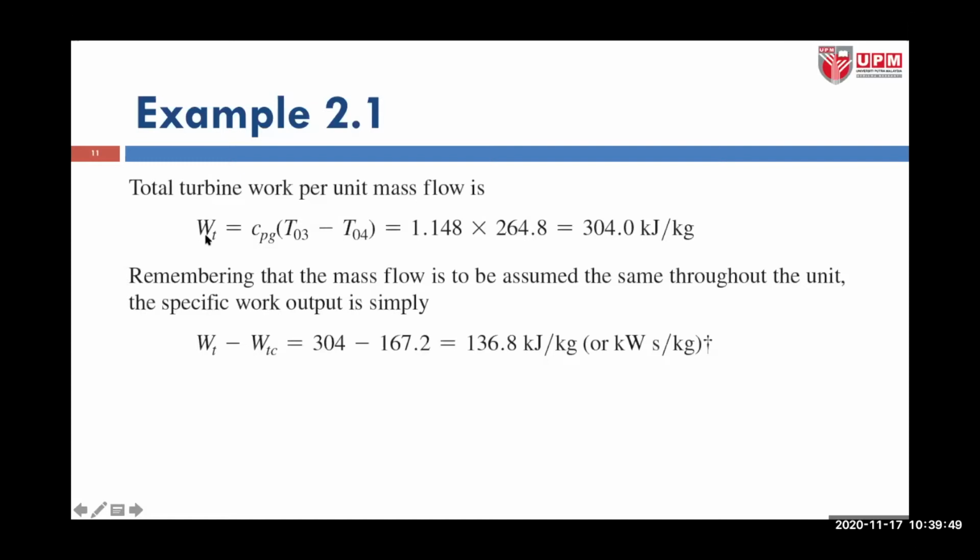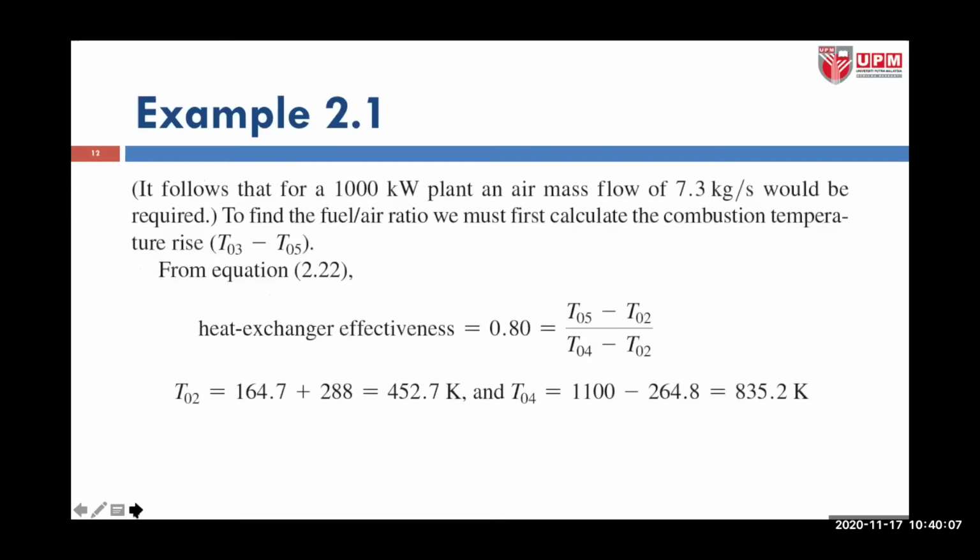Just now we already calculated the turbine work per unit mass flow, and the work by the turbine and compressor was calculated earlier. You will get the difference between the two to be 136.8 kilojoule per kilogram. So it follows that for a 1000 kilowatt plant, the air mass flow, the m dot, of 7.3 kilogram per second would be required.